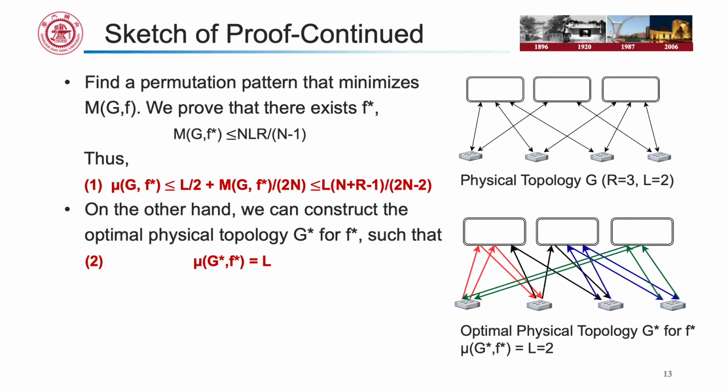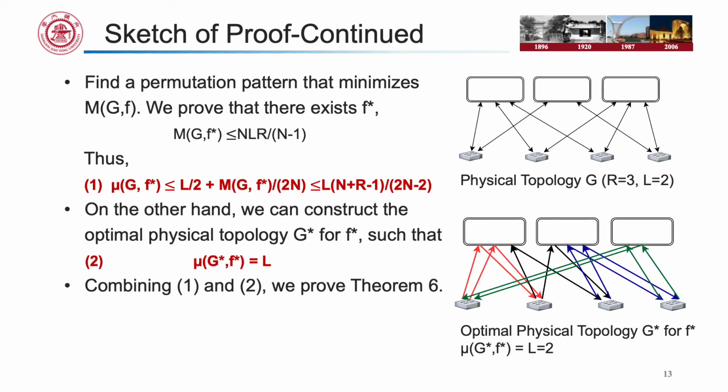On the other hand, we can construct the optimal physical topology for any permutation pattern. For example, if Tor1 wants to talk to Tor2, we can always connect the egress links of Tor1 and the ingress links of Tor2 to the same OCS. Similarly, if Tor2 wants to talk to Tor3, we can always connect the egress links of Tor2 and the ingress links of Tor3 to the same OCS, and so on and so forth. We can easily prove that the physical topology obtained this way offers an optimal throughput, and the optimal throughput is L.